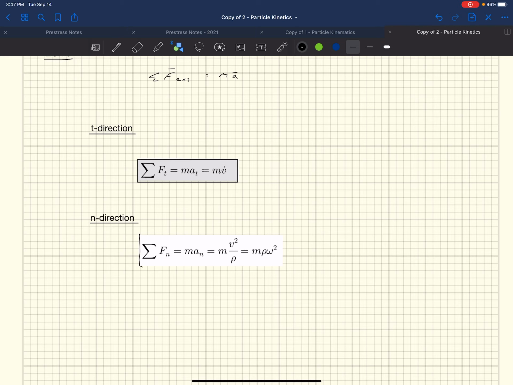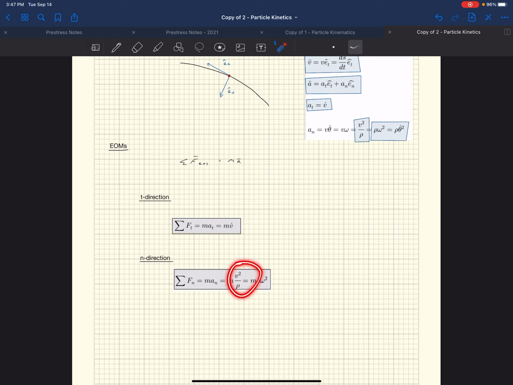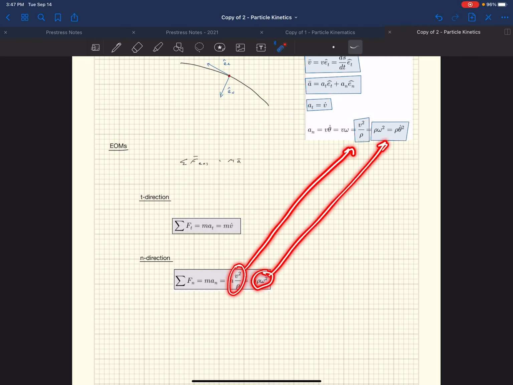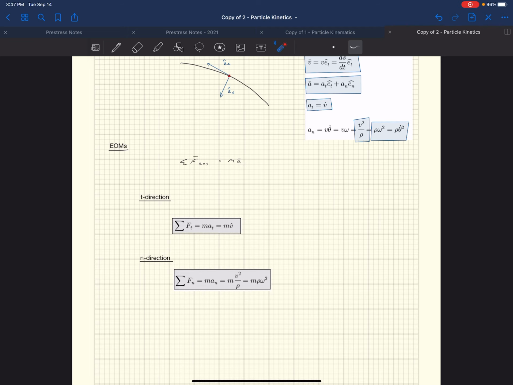And then in the normal direction, sum of the forces in the normal direction is equal to mass times acceleration in the normal direction. And we either use mv squared over rho or m rho omega squared, depending on whether I know omega or whether I know v. This v squared over rho comes from that right there, or rho omega squared comes from this. It just comes from our definition of those accelerations in those two different directions.